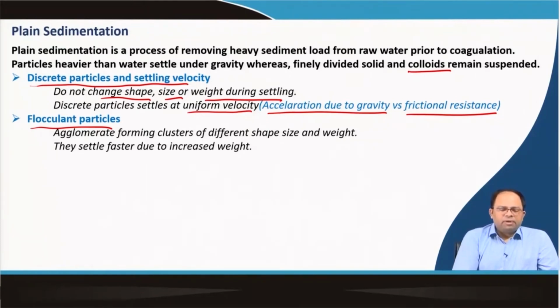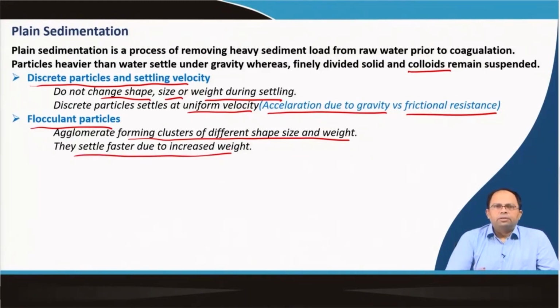Whereas, in the case of flocculent particles, agglomerates form clusters of different shape, size and weight, and these keep on increasing even while falling down, and that is why they settle faster due to increased weight. So, the speed is a little bit different from the case of plain sedimentation.